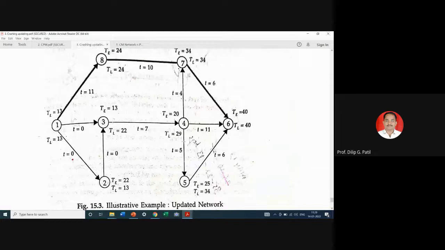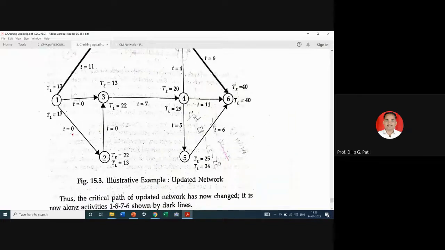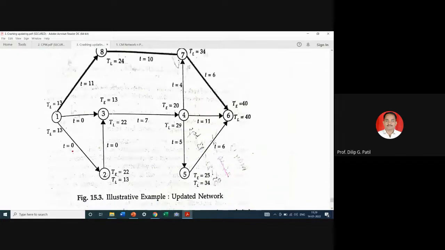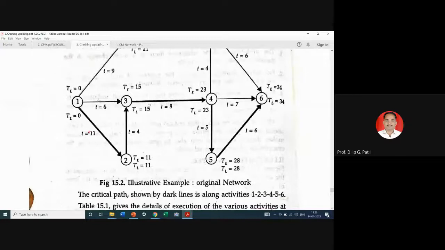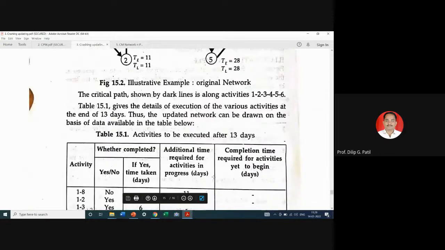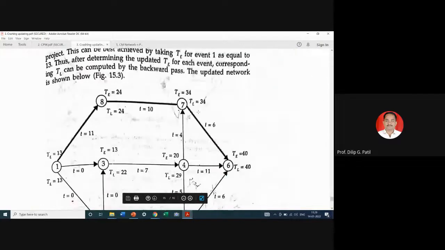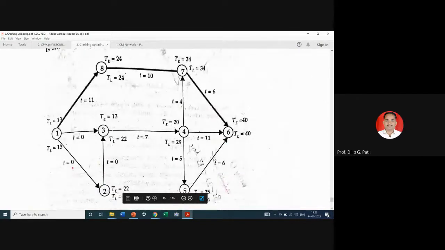Capital T and capital TL have to be calculated by forward pass and by backward pass, and accordingly you will get different values. You can see here there is a change in project duration, there is a change in critical path. Earlier the critical path was 1 2 3 4 5 6. Now the critical path is 1 8 7 6, and the new project duration is 40. Try to understand, earlier project duration was 34, now the new project duration is 40.